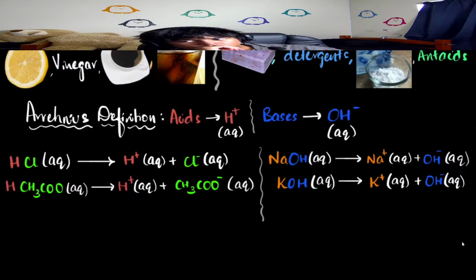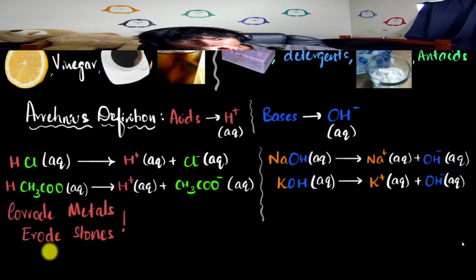For example, you probably know that acids are corrosive. They can corrode metals and they can also erode stones. This is why acid rains that you get due to pollution can also damage monuments. But why does it happen?